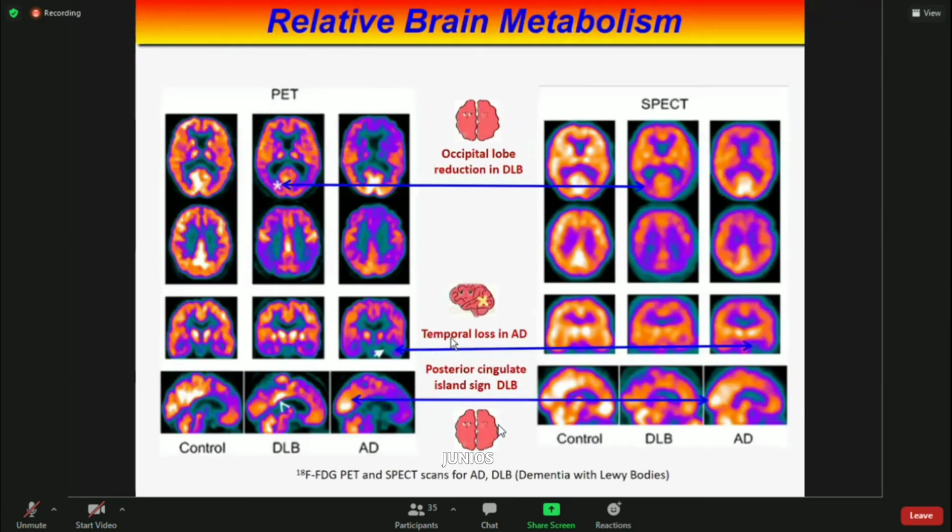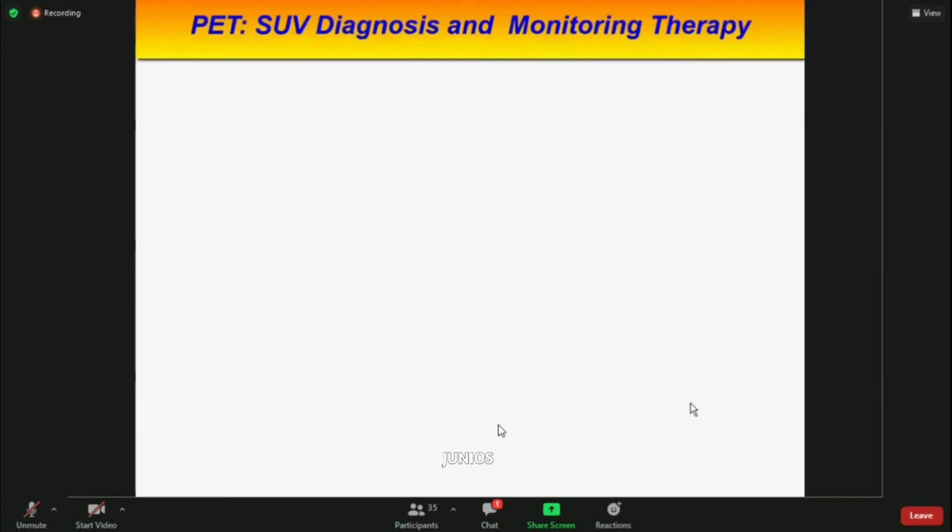In Alzheimer's disease, it is showing less metabolic activity in the temporal lobe, where the SPECT is not showing it. In the posterior, a posterior island sign in a case of dementia with Lewy bodies in the back is not present in the SPECT. So like that, by doing the comparison, we can diagnose the disease.